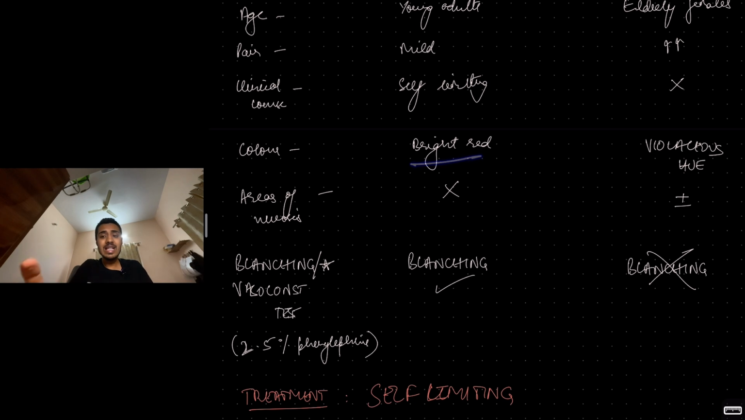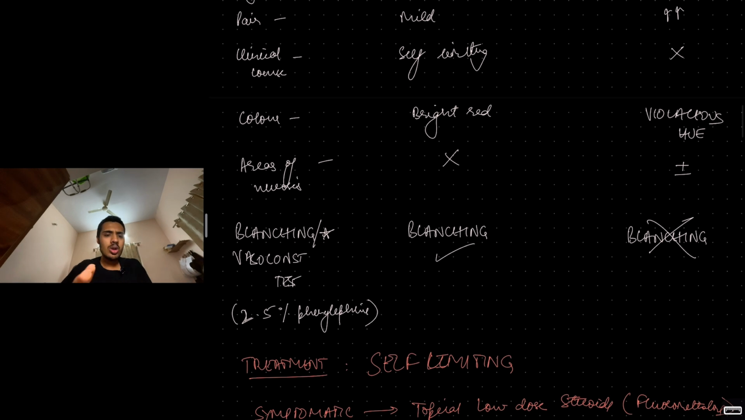Whereas in scleritis, you have a violaceous hue, violet color. I'll come to that when I teach scleritis. But just remember that violaceous hue in scleritis, bright red in episcleritis. Then necrosis: in episcleritis, no necrosis, nothing. Whereas in scleritis, it may be present. There is a type known as necrotizing scleritis, where you can have necrosis, but otherwise in episcleritis, there is no necrosis. In scleritis, it may or may not be present.